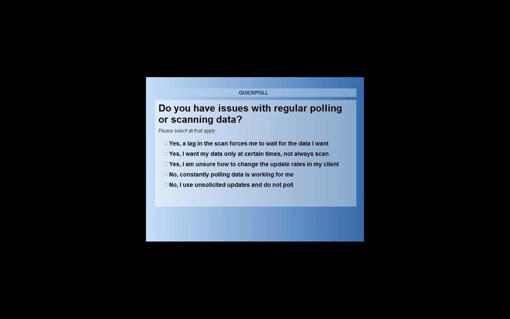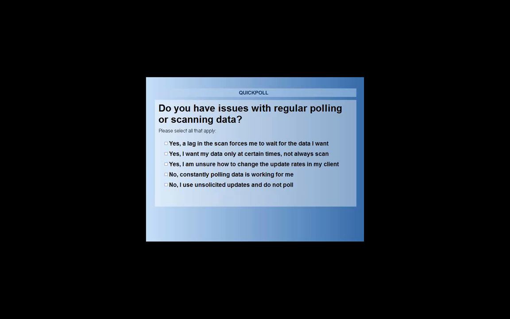Or maybe you don't want your data all the time. You don't need it all the time. It's like a luggage carousel at an airport, right? It's not always running, so you only want it at certain times, only when that carousel is running. Maybe it's difficult for you to change the update rate at your client, and you want to just be able to get an update immediately when you want it. Or maybe you don't have these issues, right? Constantly polling data is working fine for you, or you use unsolicited updates and you don't poll at all.